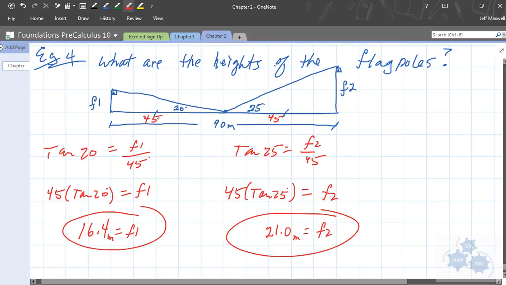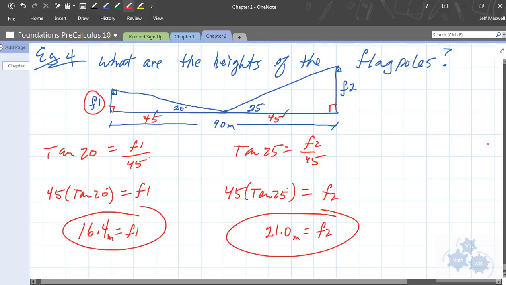Okay, so this one, not very complicated. It's just two separate problems, really. You have one 90-degree triangle over here and one 90-degree triangle over here. You're basically solving two separate questions just right here using tan. So that's what you should have gotten for that example.